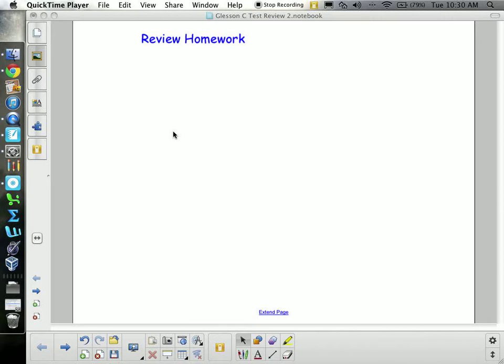3 and 5. Consecutive interior. What's the difference between consecutive and alternate interior? One is consecutive and one is alternative. Okay. Maybe just one. What do you got, Miss Cross?